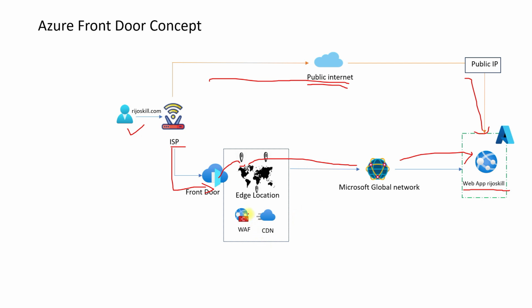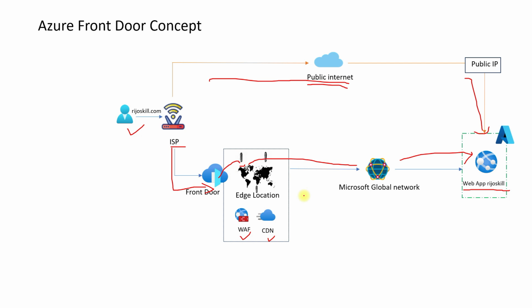Also, Azure Front Door supports WAF and CDN. WAF means web application firewall. This reduces the common attacks from the web internet. And CDN means content delivery network. So now you understand the concept of using Azure Front Door. Azure Front Door is helpful for loading content very dynamically and fast.